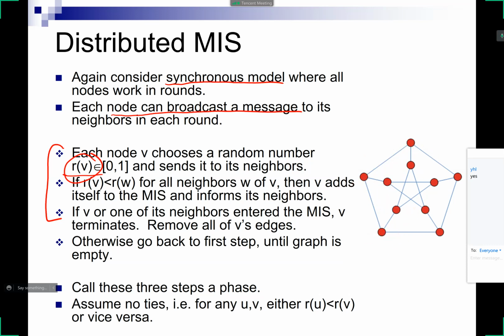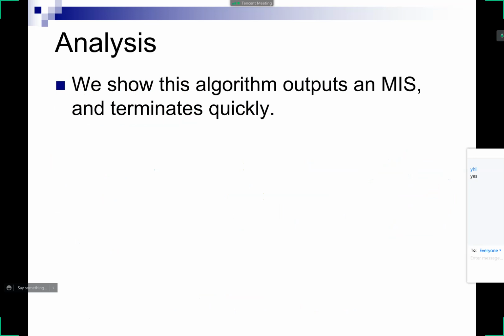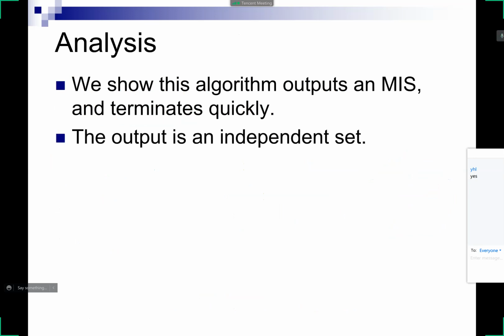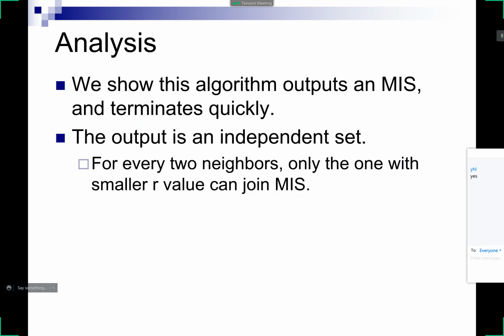All right, so let's first of all show that this algorithm works correctly. In other words, it actually does output a maximal independent set. Later, we're going to show that it works quickly. First of all, we claim the output is actually an independent set. This is because for every 2 neighbors, only one of them is going to have the smaller value. You're only going to join the MIS if you have the smallest value among all your neighbors, so it's impossible for 2 neighboring nodes to both join the MIS.